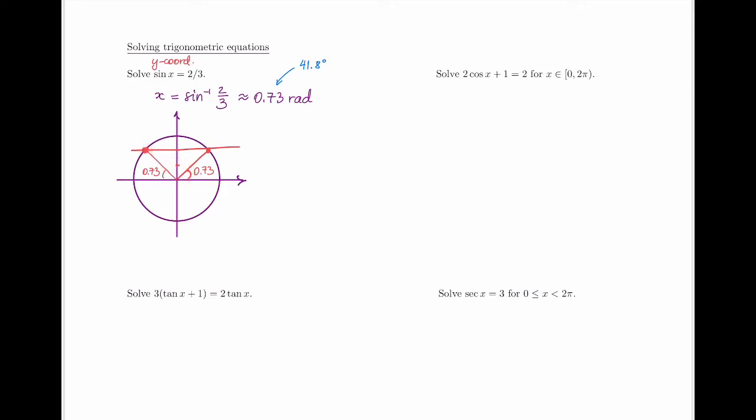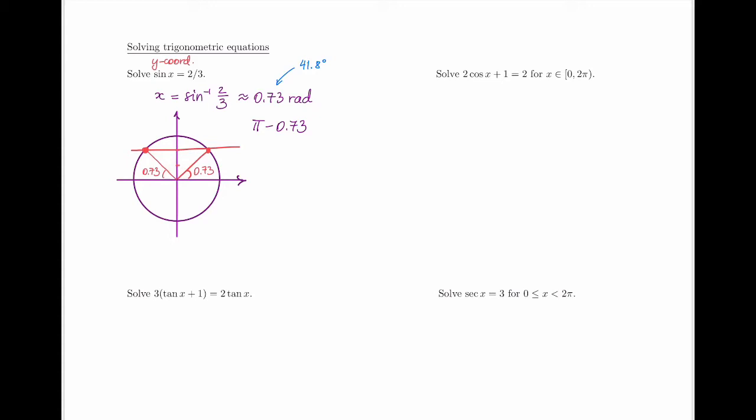One way to calculate it is to note that the horizontal line will give me pi. And so to get to this angle, I have to subtract 0.73 from pi. So the second solution here will be pi minus 0.73 radians. If you are writing this out in degrees, you will then have to say it's 180 minus 41 degrees, which will give you this angle.